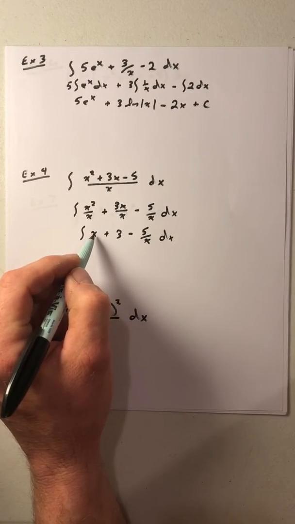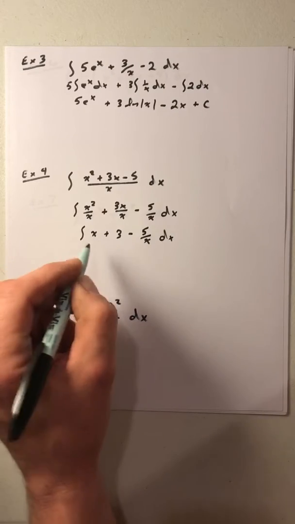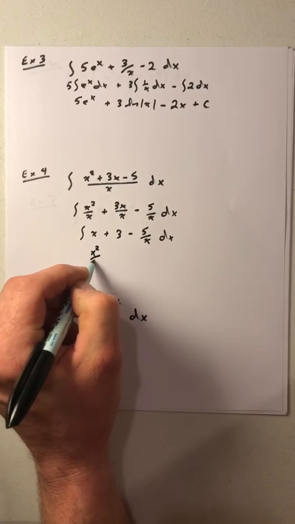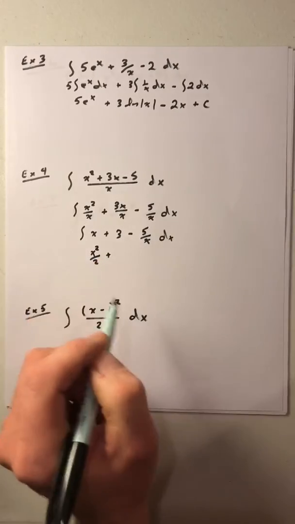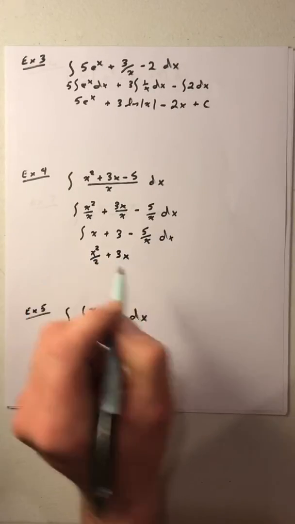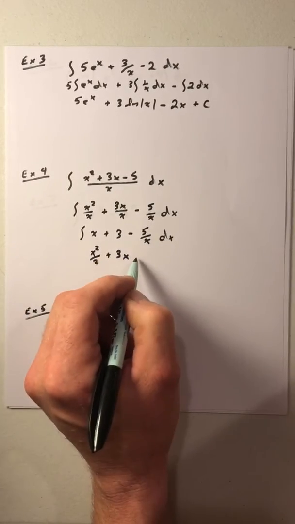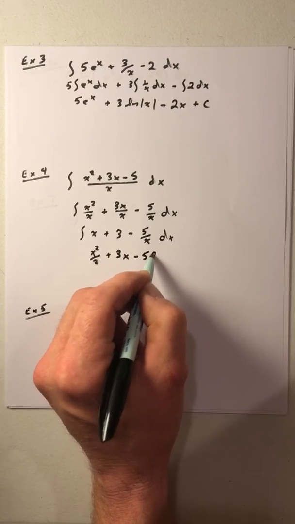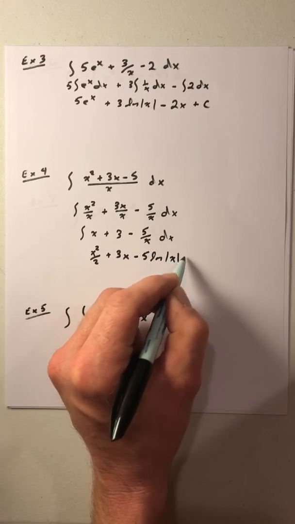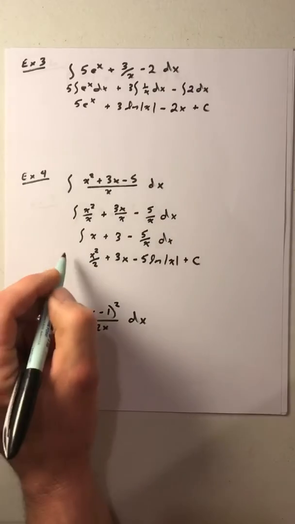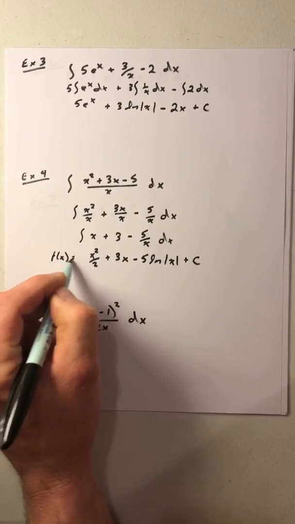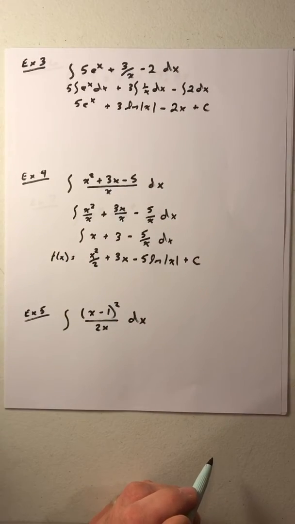We can go ahead and simplify this. If we integrate x, we get x squared over 2 plus the integration of 3 is 3x. The integration of negative 5 over x is minus 5 natural logs of the absolute value of x plus c. And that will give us our original function as well.